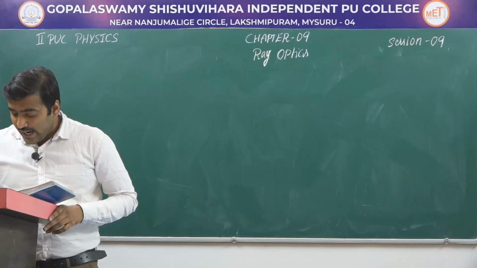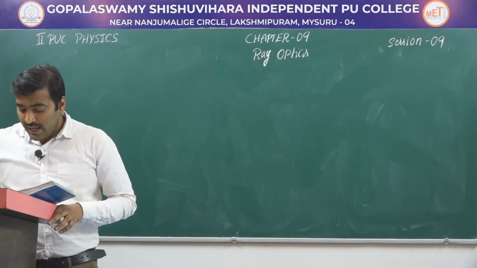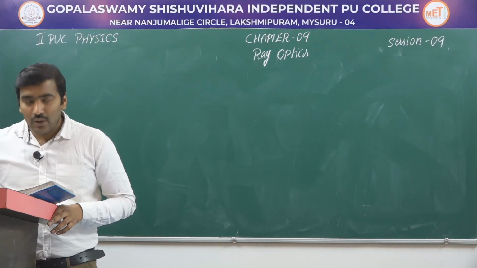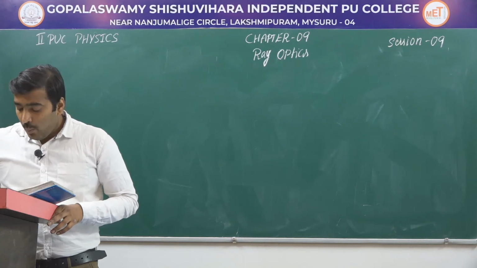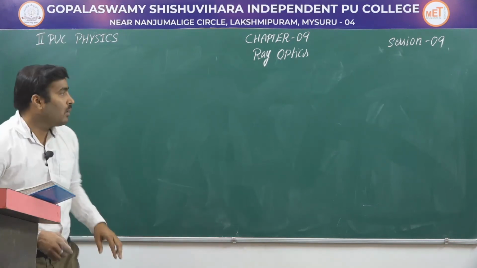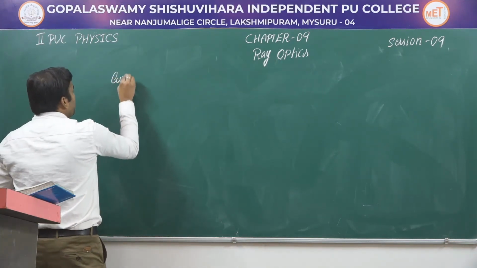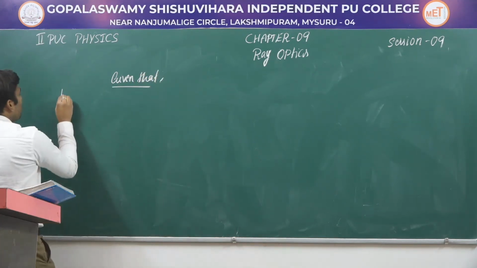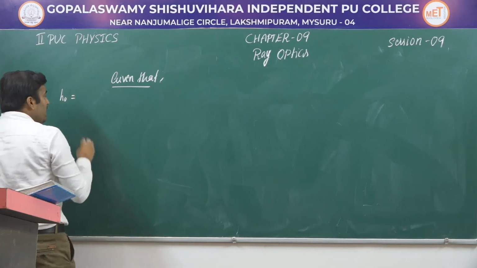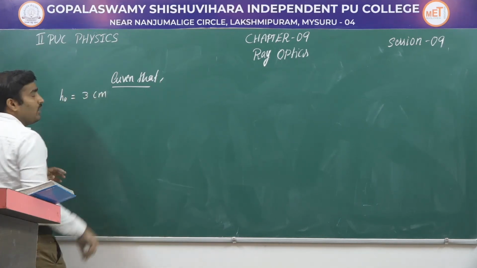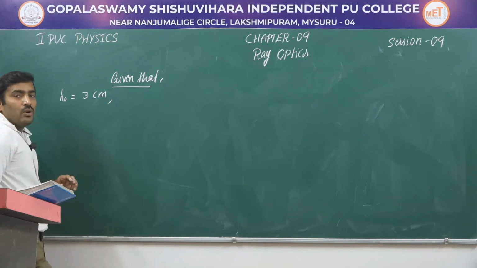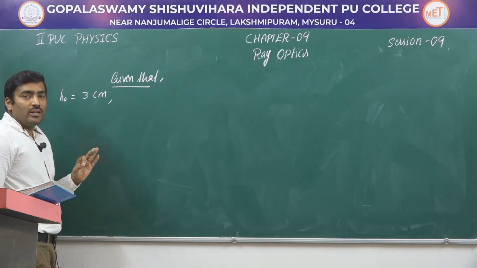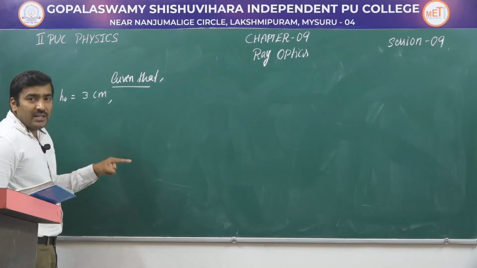An object of height 3 centimeter is placed 14 centimeter in front of a concave lens of focal length 21 centimeter. Find the position, nature and size of the image formed. First, let us write the given data. They have given that the object height is 3 centimeter, and it is placed 14 centimeter in front of a concave lens. That is nothing but the object distance.